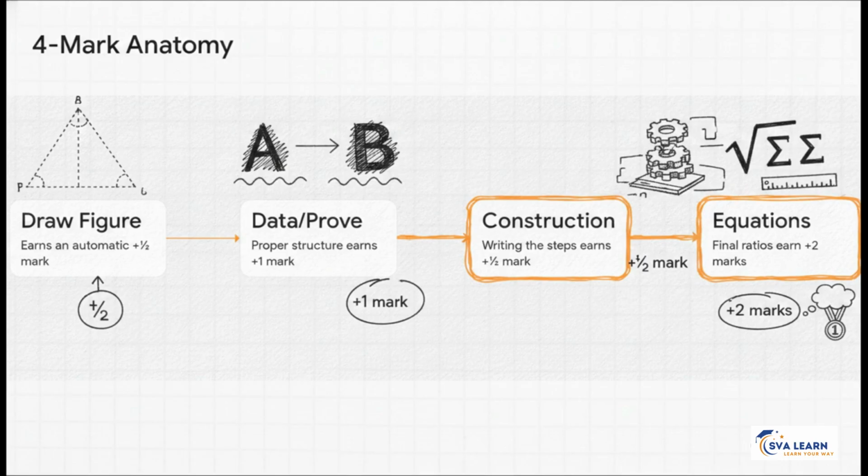Step 1. Just drawing the figure secures a half mark. Step 2, clearly writing out data and to prove under separate headings, you just earned a full 1 mark. Step 3, writing down your construction steps gets you another half mark. Guys, notice that before you even start the complex mathematical proof in Step 4, you have already secured 2 of the 4 marks. Presentation is quite literally half the battle here.